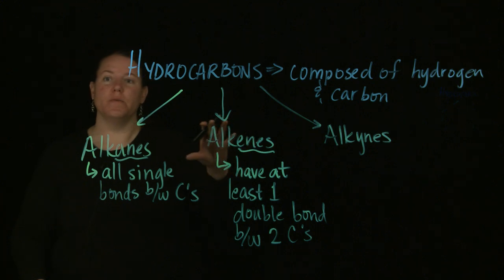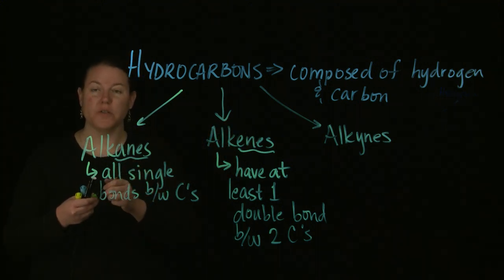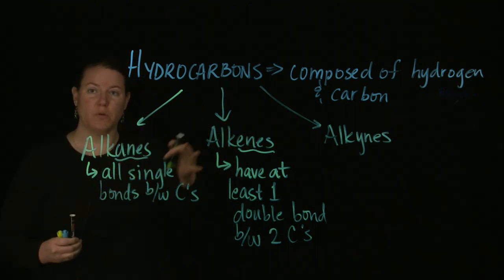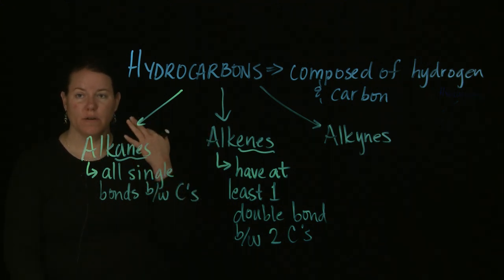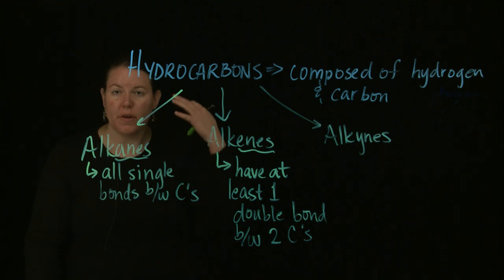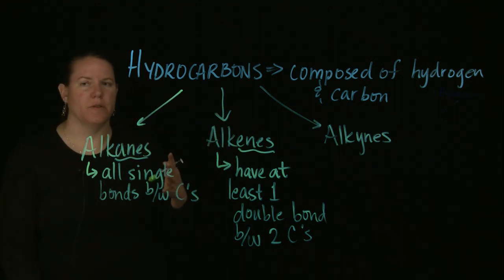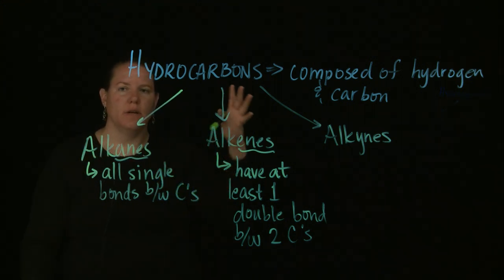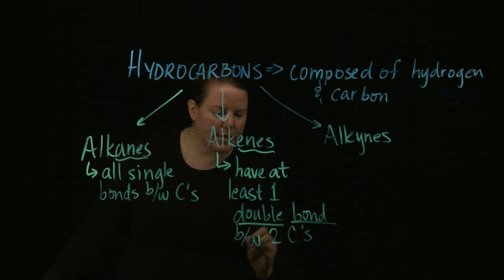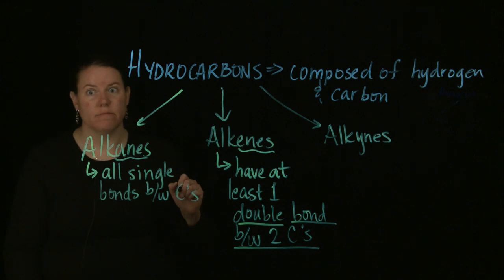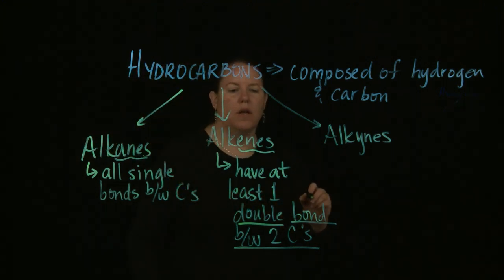A lot of people, when we start to get into functional groups, and particularly a functional group called the carbonyls, get very confused as to whether it's carbonyls or alkenes. I want you to remember that the double bond here has to be between two carbons. There's no other choice. All right?